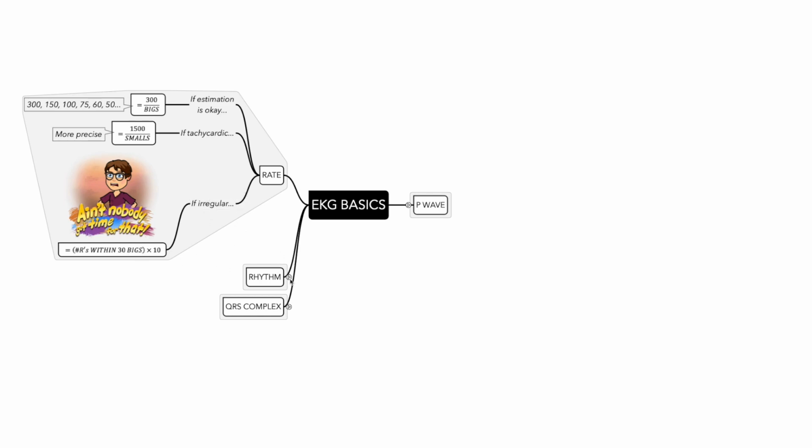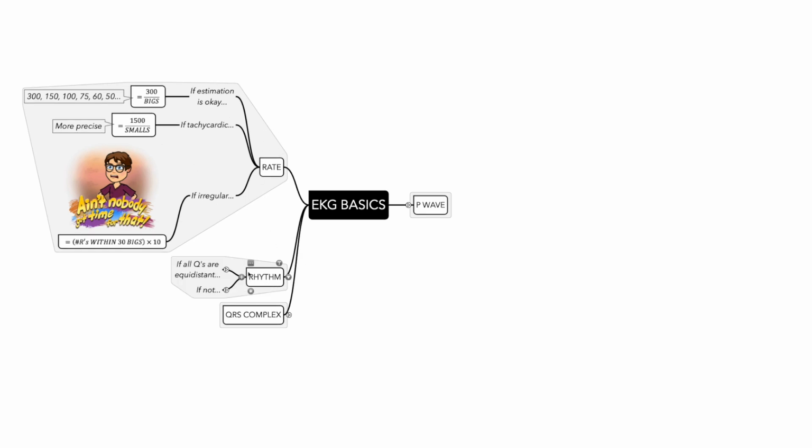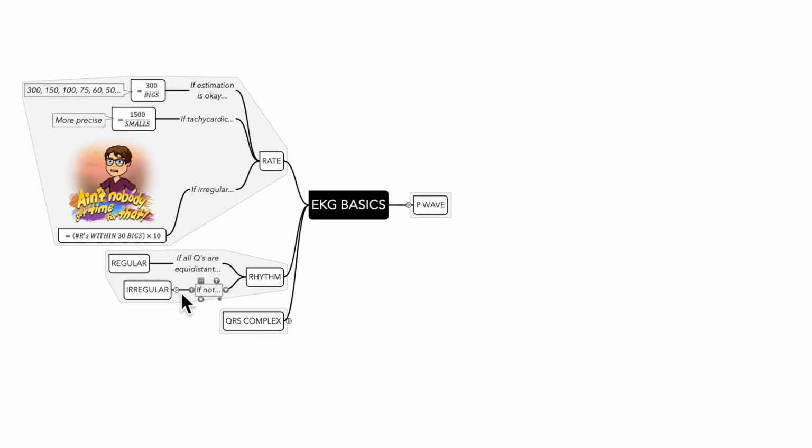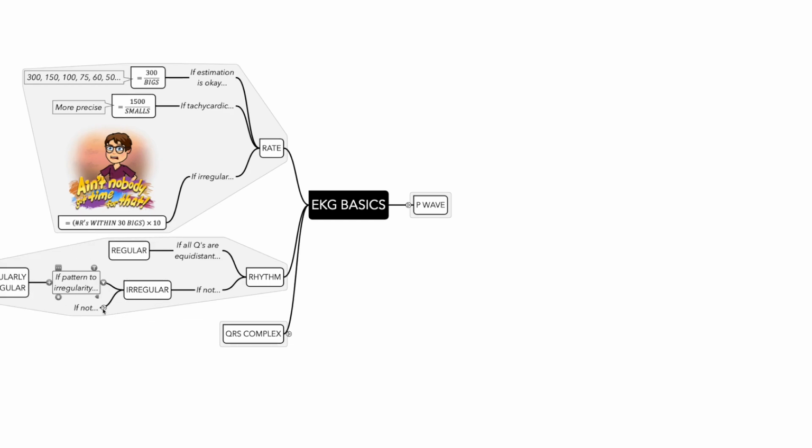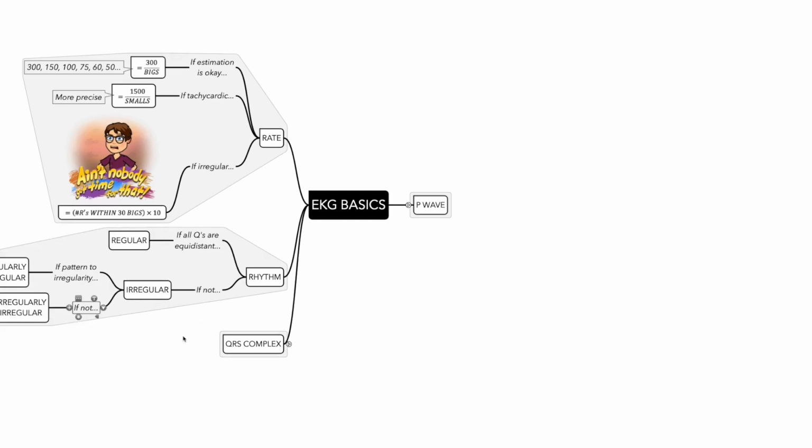And then for rhythm, this is really all that there is for rate in the EKG. For rhythm, if the Qs, again, that's Q from the QRS complex, are equidistant from each other, we'd call that regular. If it's not, then we'd say that's irregular. If it's irregular, we have two categories. If there's a pattern to it, so if it's regular and then that irregularity repeats itself somewhere on the EKG, we would call that regularly irregular. And if there's no pattern, we'd say irregularly irregular.